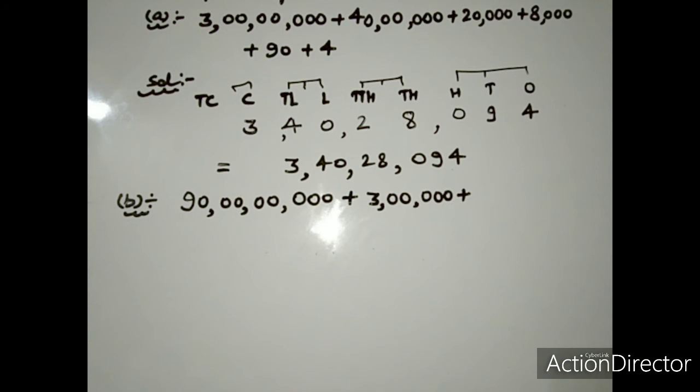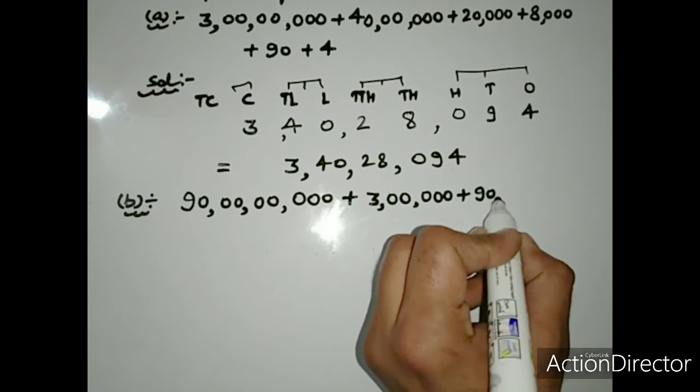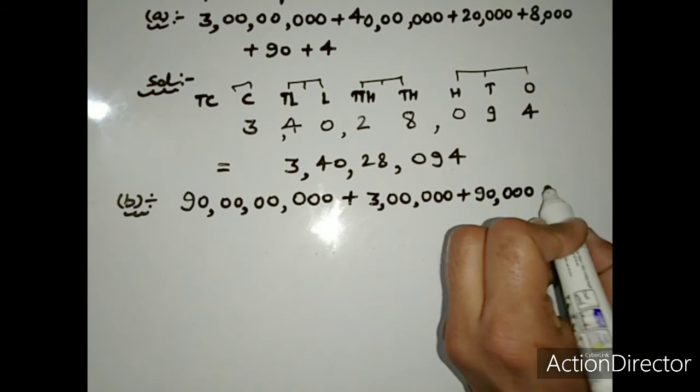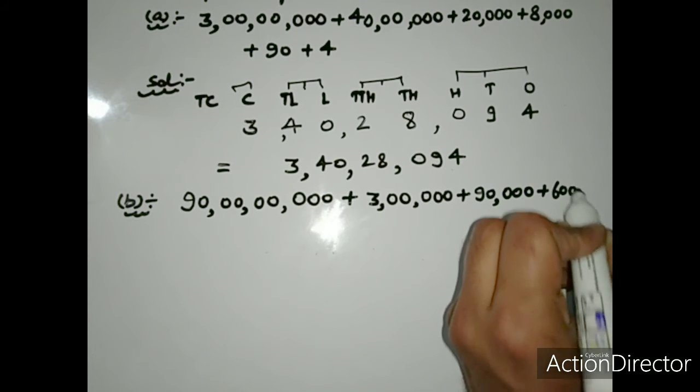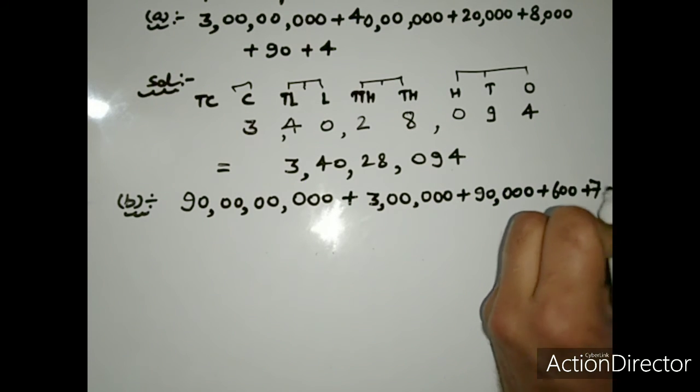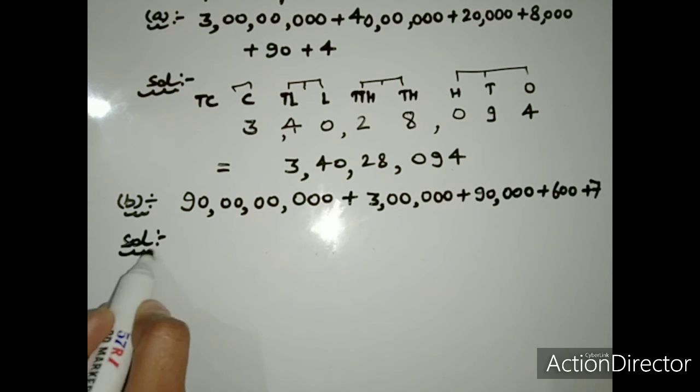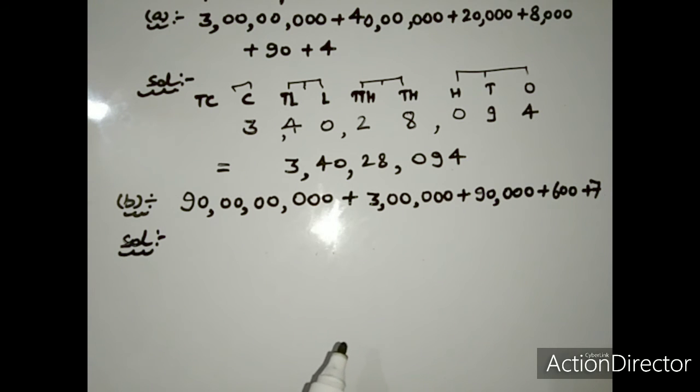Now 90,000 here. Now 600 plus 7. Now we write this number and this expanded form in numeral form.